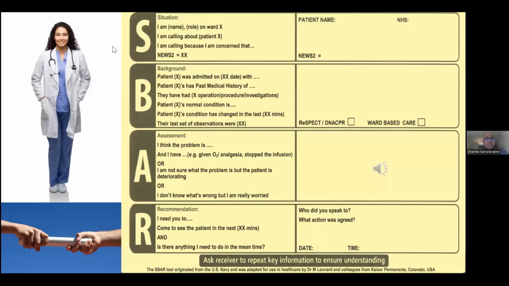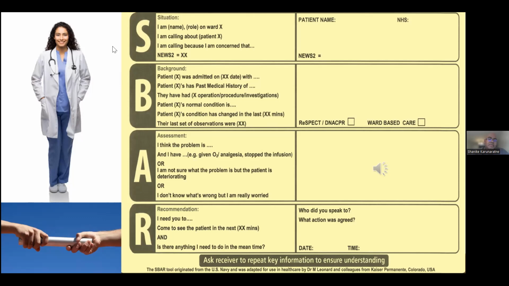Situation is where you introduce yourself, that you are so-and-so, the doctor by name, calling from CCU or ICCU, and you mention the patient name, age, and where the patient is, with a general summary of the news score. So you could say, Dr. Shanta, one of the on-call doctors from CCU, I'm calling to get an opinion regarding Mr. Sirisena, who was admitted with inferior MI. Today is day 3, and I'm a bit worried that his NEWS score is getting high, and currently it's 7.